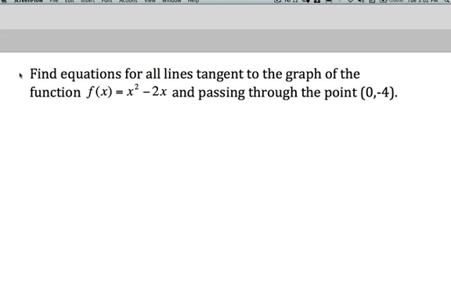It says find equations for all lines tangent to the graph of the function f of x equals x squared minus 2x and passing through the point 0, negative 4.